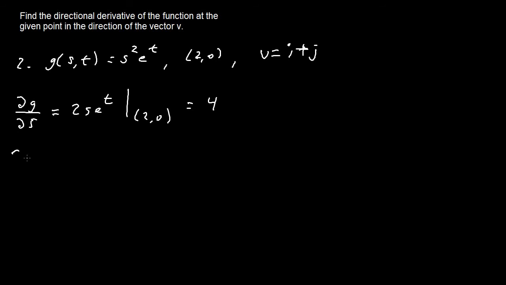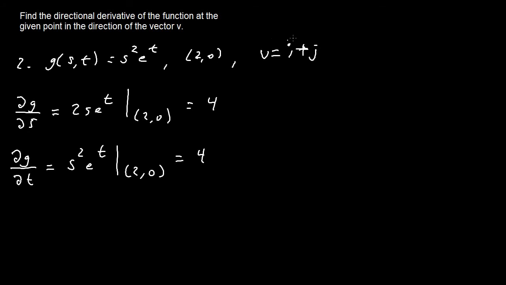So now let's find the partial derivative of g with respect to the other variable, t. So this time t is going to be the variable, s is a constant, so the derivative is simply s squared times e to the t. So now let's evaluate it at 2, 0. And so we'll get 2 squared, which is 4, times e to the 0, which is 1. 1 times 4 still gives us a value of 4.